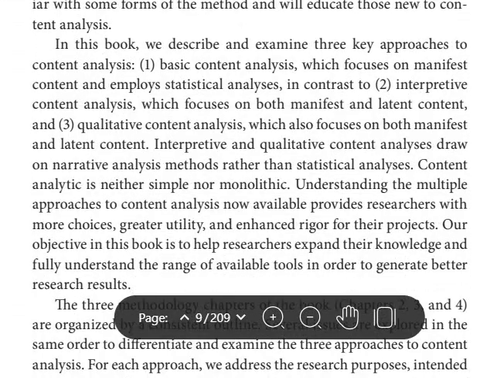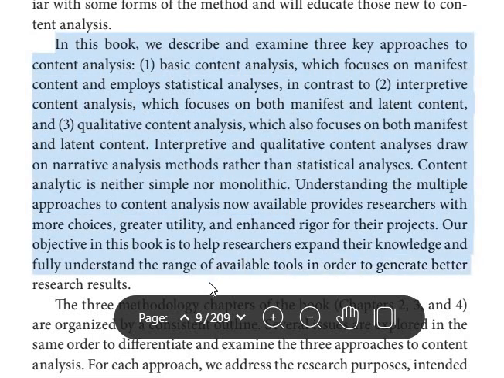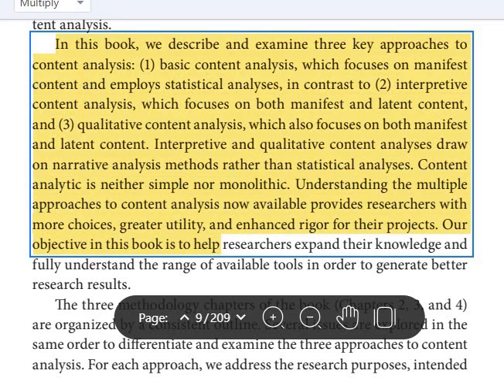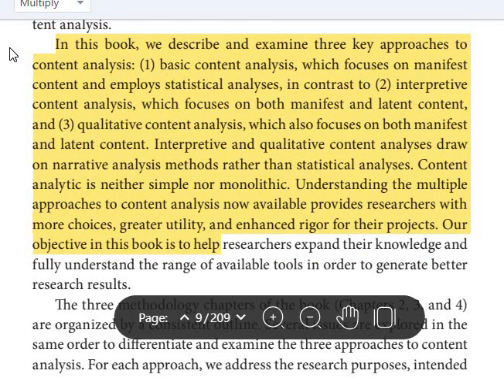Here it says, in this book we describe and examine three key approaches to content analysis. What are the three approaches of content analysis? This one is very important. You've got to focus on it. Okay, I'd like to highlight it. So it says, in this book, we've got three key approaches.